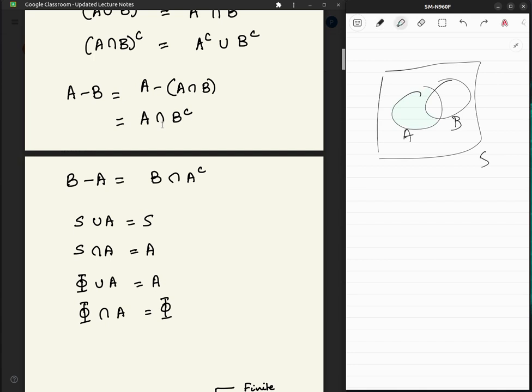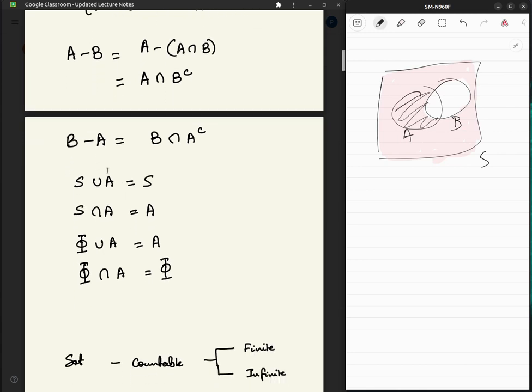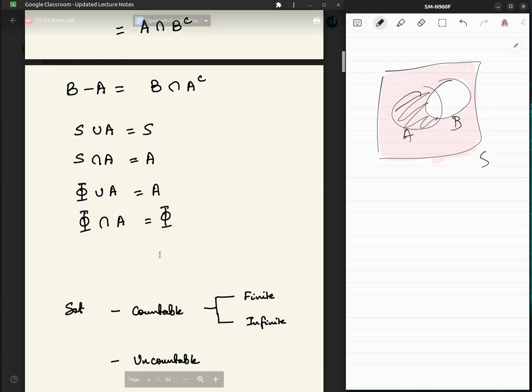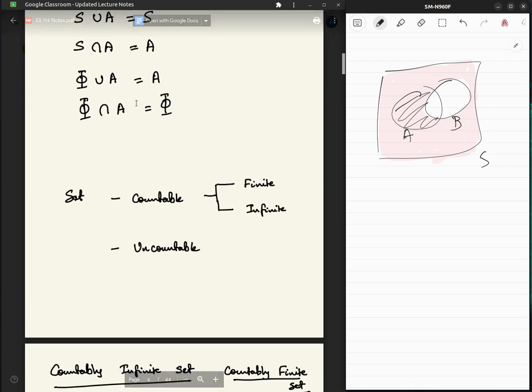So sure, B complement is just, well, first of all, I'm gonna delete this. So B complement is this set, and you want A intersection of that. So you can think of it like all the elements of A in B complement. So in B complement, look for elements of A, that's only this area. There you go, proved. Okay, S union A equal to S, come on, I'm not gonna prove this. S intersection A equal to A, I really don't want to be proving this. Okay, yeah, whatever, prove it yourself.